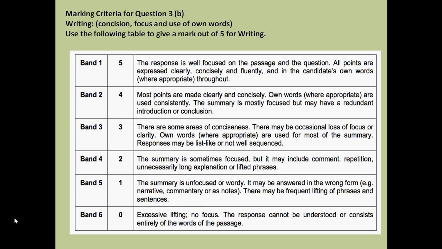Okay, so this is the mark scheme for it to get my 5 out of 5. 5 marks, well focused on the passage, all points are expressed. Notice all points. If I'm not using all 15, I can't get 5 out of 5. If you look at band 4, for instance, most points, own words where appropriate are used consistently. The summary is mostly focused but may have redundant introduction or conclusion. Don't need an introduction, don't need a conclusion. I simply want to know, as the examiner, what are the 15 things in full sentences basically. And it will look like this.